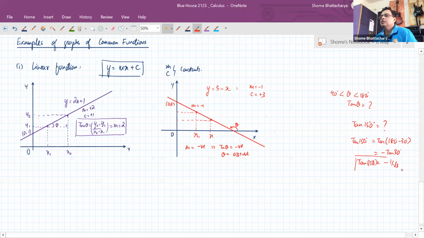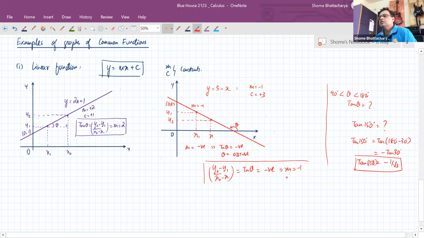This is an important little formula. Anyway, here you can see that y2 minus y1 upon x2 minus x1, which is equal to tan theta, is going to be a negative quantity, and that's going to be equal to the slope in this case, which is minus 1. So the slope being minus 1 indicates that theta is 180 minus 45 degrees. So it's inclined to the positive x-axis, making an angle of 135 degrees.